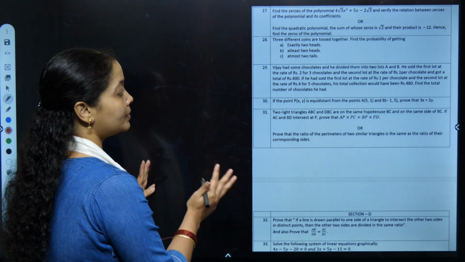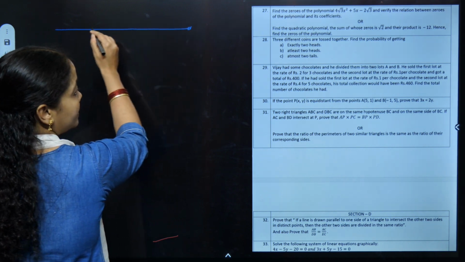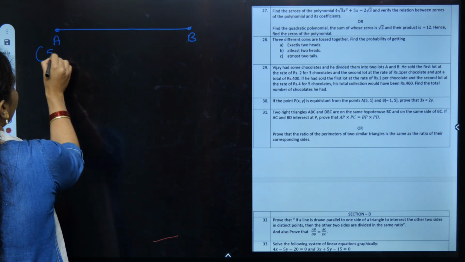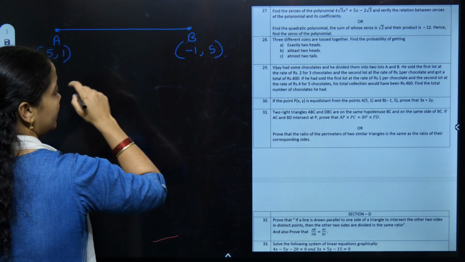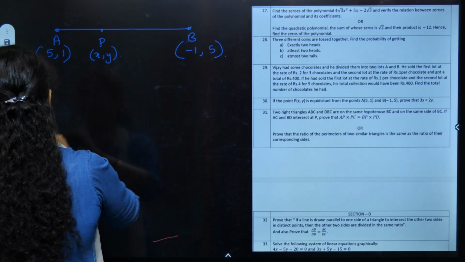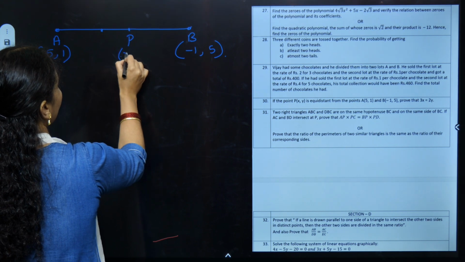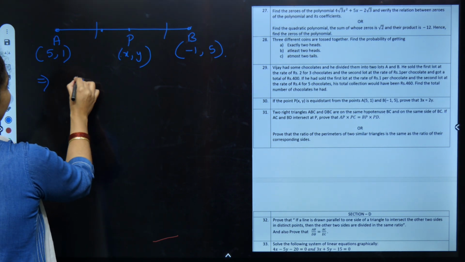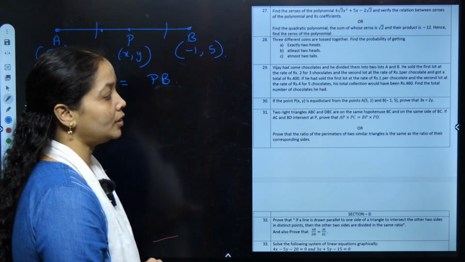Let us draw a figurative representation of this question. So there is a line segment called AB. This is my line segment AB where the coordinates are A(5, 1) and B(-1, 5). I am given two different coordinates and there is a random point P(x, y) here. I have to make sure that P(x, y) is equidistant from A and B. That means PA will be equal to PB. I have to prove that 3x is equal to 2y.